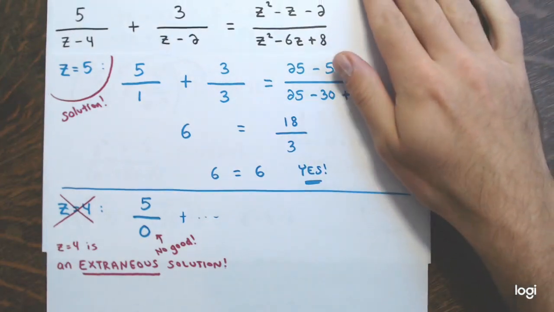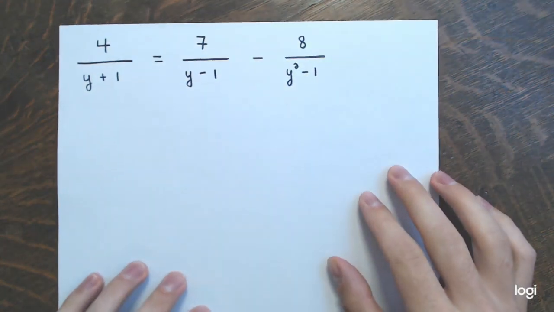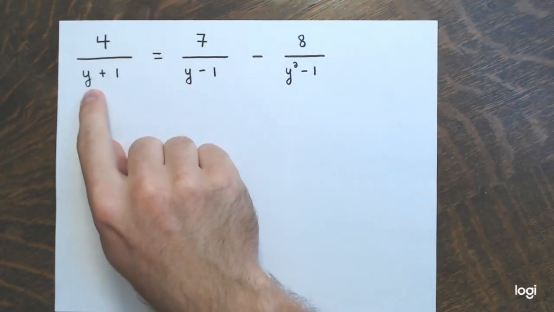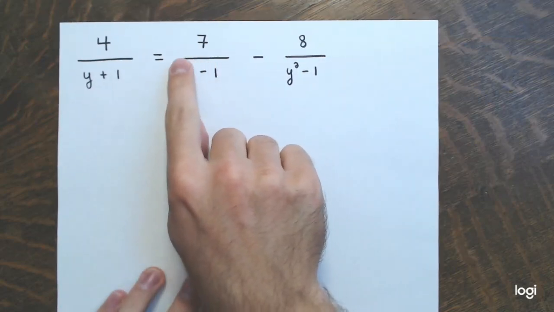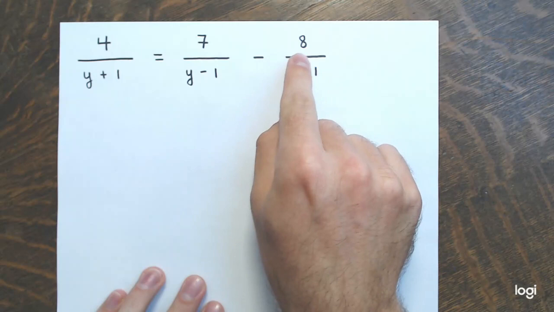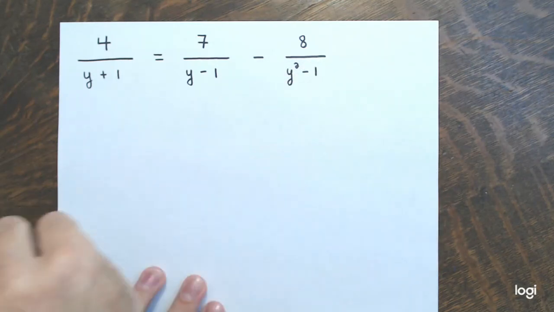Here's another example. All right, solving an equation involving rational expressions. So here I have 4 over y plus 1 equals 7 over y minus 1 minus 8 over y squared minus 1.